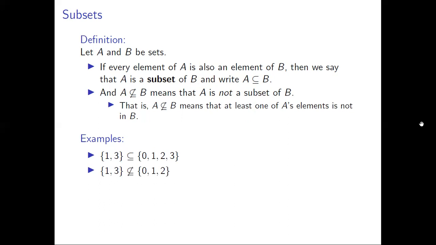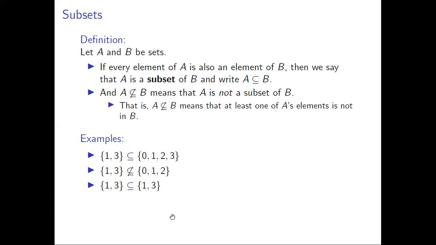But the set 1, 3 is not a subset of the set 0, 1, 2. Why not? Think about it. Because there is an element here, namely 3, that is not found on the right-hand side. So it is not true that every element on the left is also found on the right. Therefore, this is not a subset of that.